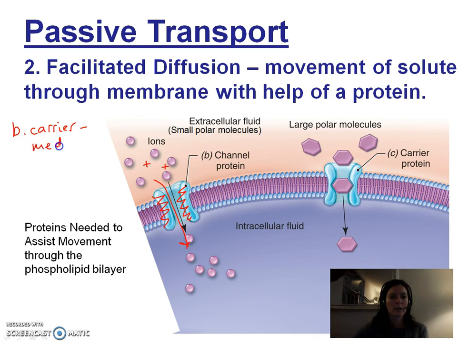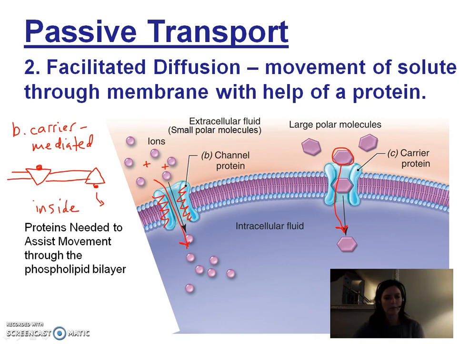Carrier-mediated diffusion involves a transport protein, but instead of a channel like we saw here, we see a protein that actually changes shape to allow a large molecule to be sent from one side to the other. If you use this as an example, this was really simplifying it, but let's say that we have a molecule that binds on the outside of this carrier protein. Well, when it binds, this carrier protein changes shape and it releases that molecule onto the inside of the cell. This can happen in the opposite way, obviously, as well.